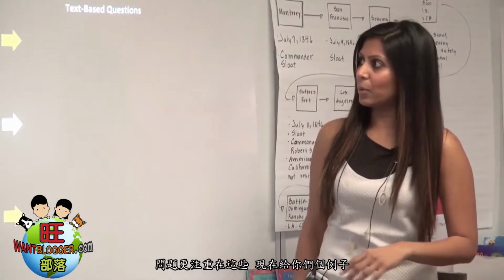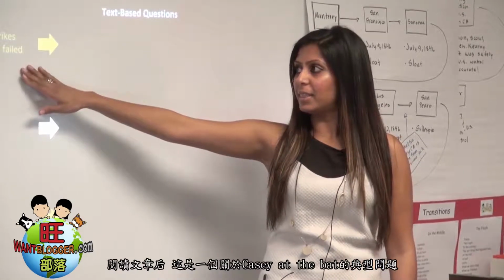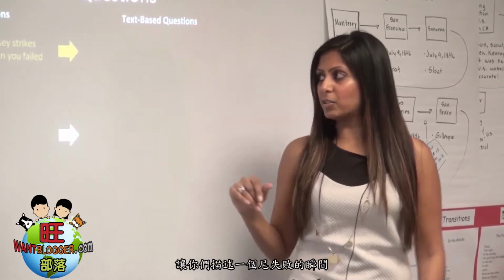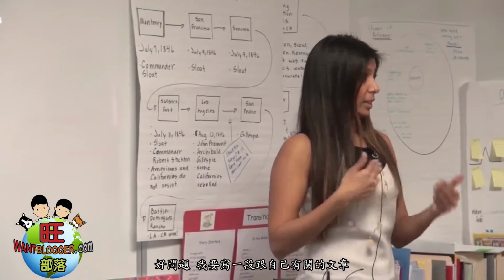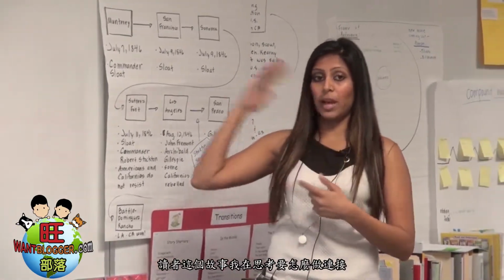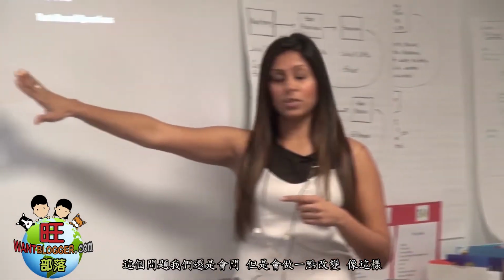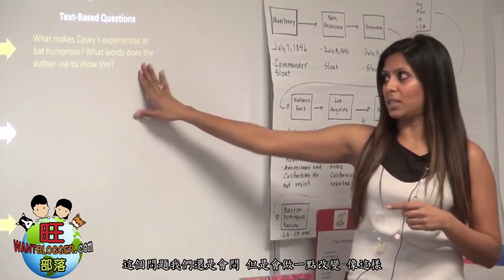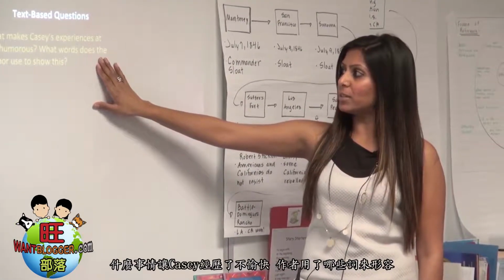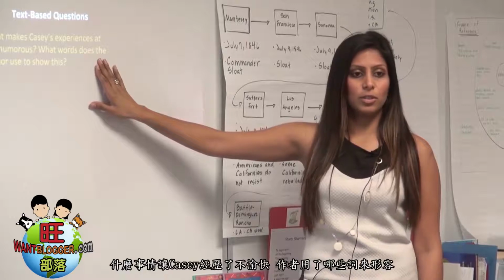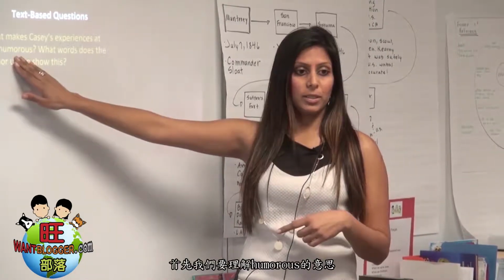Let me give you a sample. After reading a story, this is a typical question: In Casey at the Bat, Casey strikes out. Describe a time when you failed at something. Great question. I'm making a text-to-self connection. I'm thinking about how I failed. We will still ask this type of question, but we're shifting to something like this: What makes Casey's experience at bat humorous? What words does the author use to show this? Now, first I need to know what humorous means.